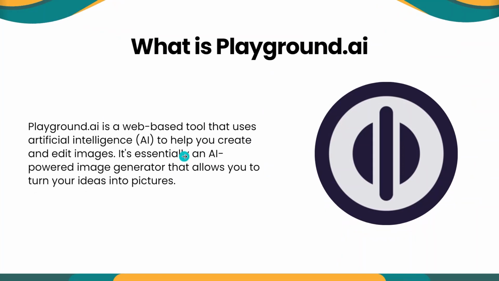So here I have mentioned a small definition of what Playground.ai exactly is. Playground.ai is a web-based tool that uses artificial intelligence, yes, AI technology, to help you create different kinds of images, and you can even edit the images using AI, right? So there are tons of options. I'll explain all these things. Also, it's essentially an AI powered image generator that allows you to turn your ideas into pictures. So you just need to write what you want, right? And this tool will automatically create that image in front of you within a few seconds, right?